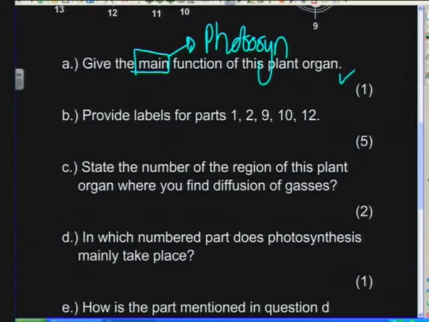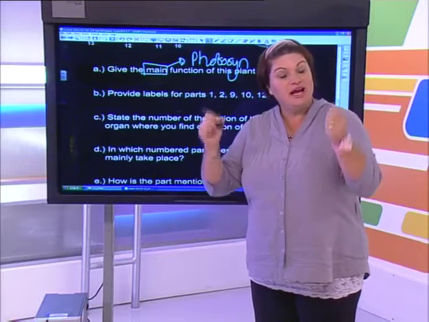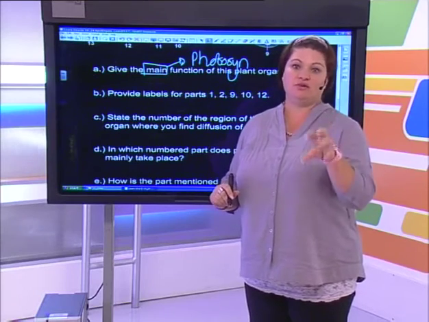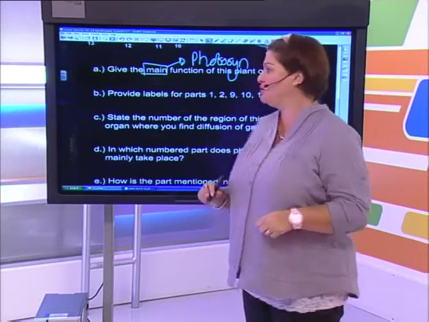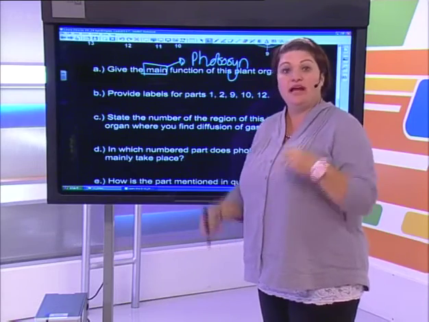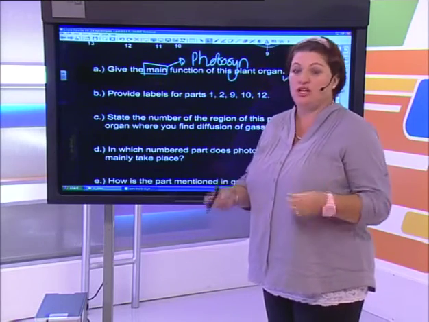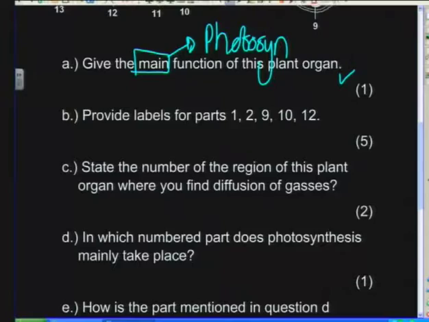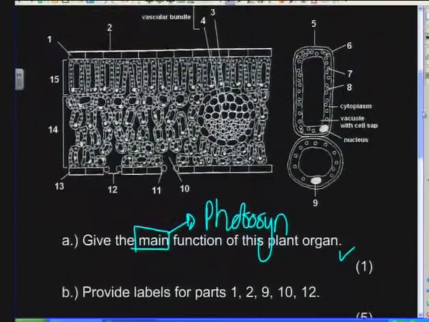Next one, point number B. These are nice, simple questions. These are studying questions. These are nice ones. If you know it, hey, you can score and get the marks. Provide labels for parts number. Now you've learnt it. I know you have, all right? You've learnt it, and it's nice and easy. We go and we look. We want 1, 2, 9, 10, 12.